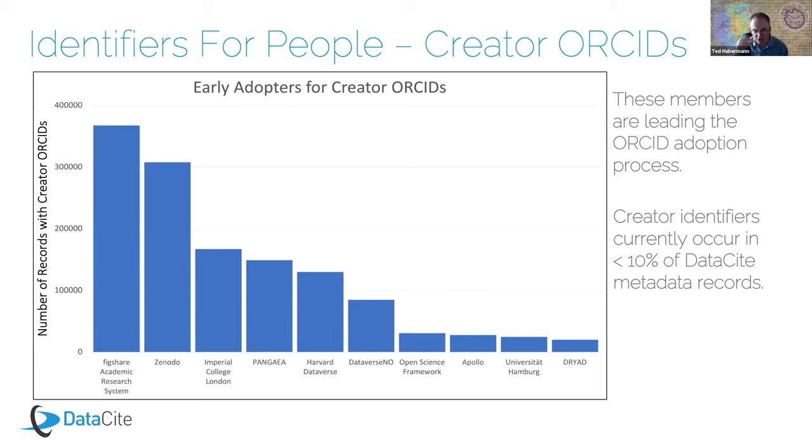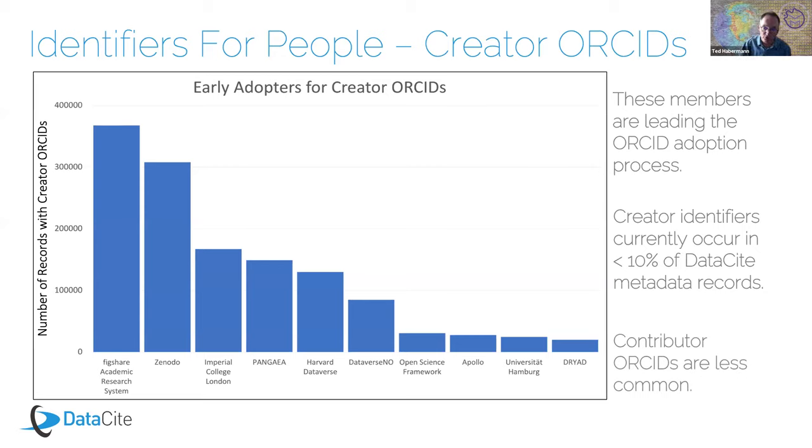There's been a lot of discussion of ORCIDs earlier today, and right now, creator identifiers, which are mostly ORCIDs, about 85% ORCIDs, with other identifiers also there, occur in about 10% of DataCite metadata records. So we have a long way to go in terms of increasing the number of people that are connected to DataCite resources. And there's a lot of ideas about ways to do that.